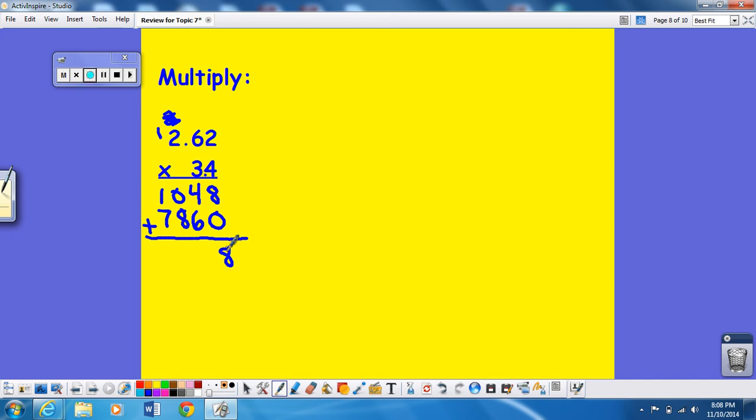8 plus 0 is 8. 6 plus 4 is 10. 8 plus 0 plus 1 is 9. 7 plus 1 is 8. Now, go back and count. Remember, we ignore the decimals in multiplication until we're done. Now I'm going to see that there are 1, 2, 3 numbers past the decimal in this entire problem. That means I have to have 3 numbers past the decimal in the answer. So 2 and 62 hundredths times 3 and 4 tenths is 8 and 908 thousandths. Okay, just got to remember how to place those decimals after you have multiplied normally.